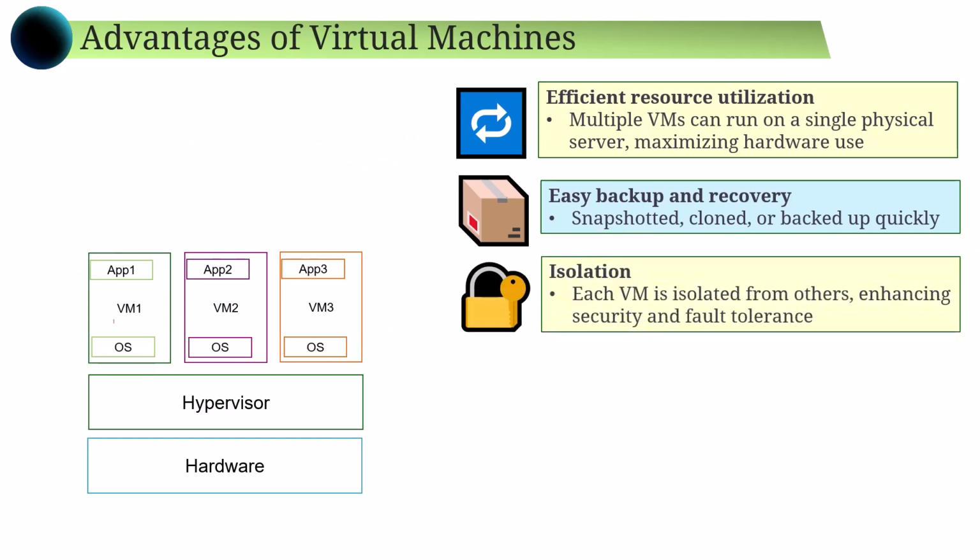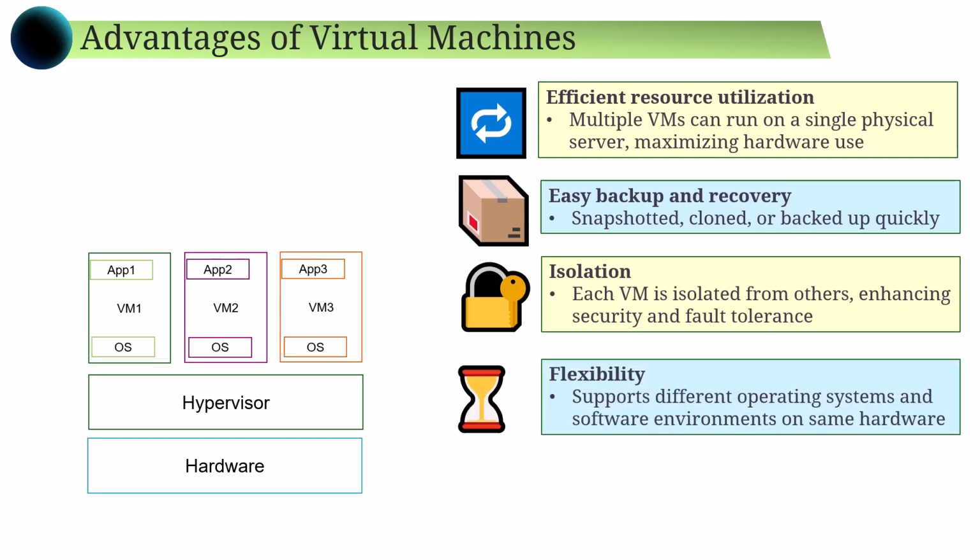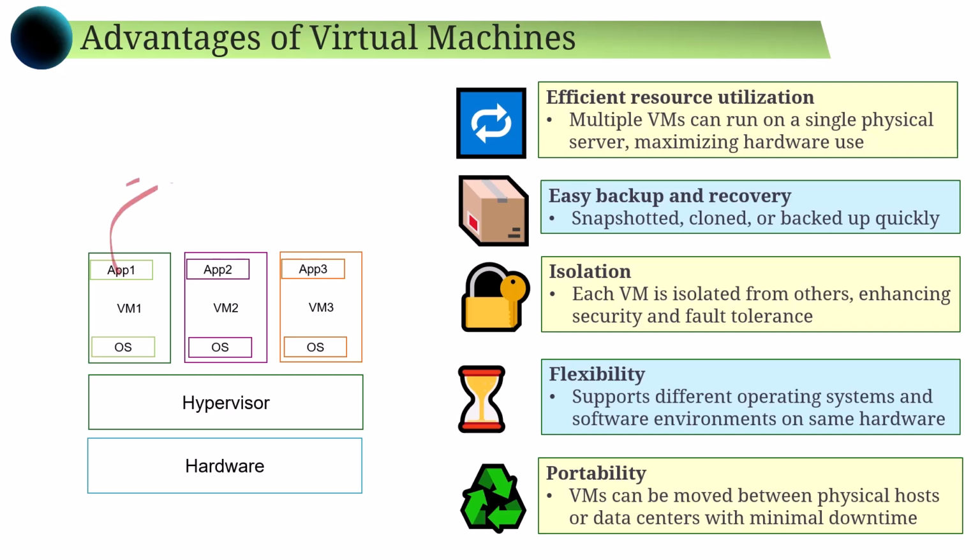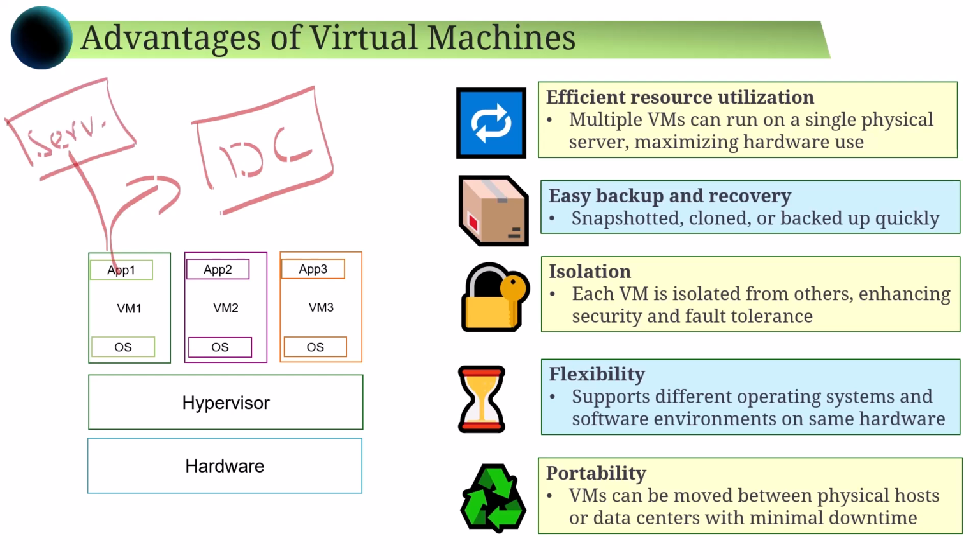Isolation. Each VM is isolated from the others, enhancing security and fault tolerance because they have their own operating system, so they don't share the kernel with any other servers. Flexibility. It supports different operating systems. You can install Linux, Windows, or any other operating system based on your application needs on the same hardware. So multiple operating systems can run on a single machine. Portability. VMs can be moved between physical hosts or data centers with minimal downtime using capabilities like vMotion.